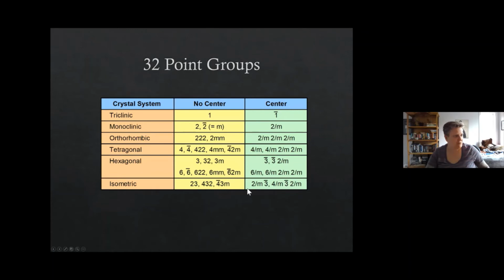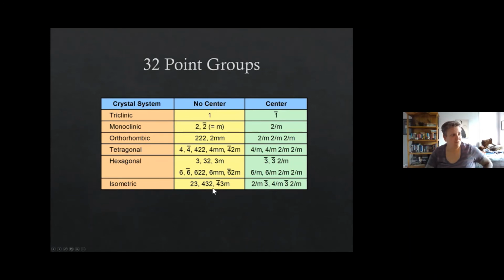Which one's pyrite? This one, I think. But this is fluorite here. Fluorite and halite, 4 over m, bar 3, 2 over m. That's a lot of symmetry to start putting very few atoms through. And hexagonal too can get very, very confusing.